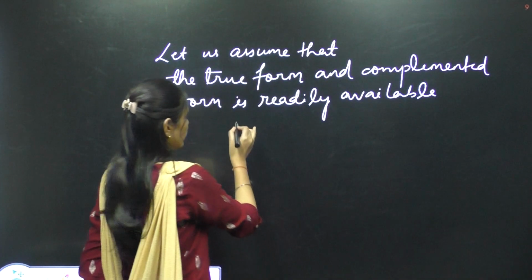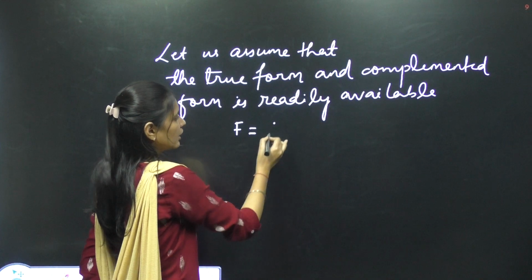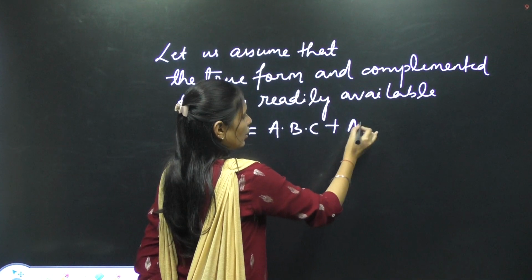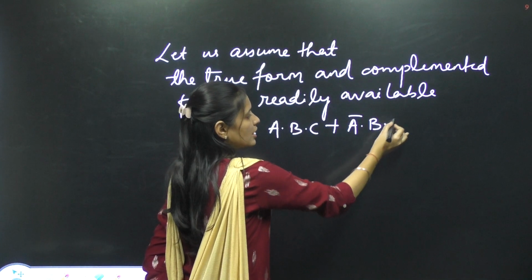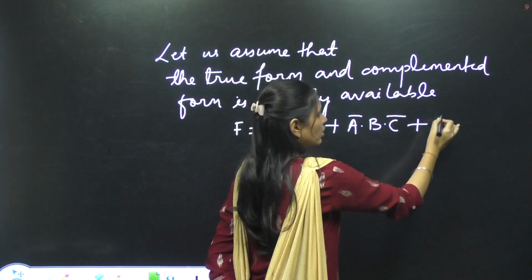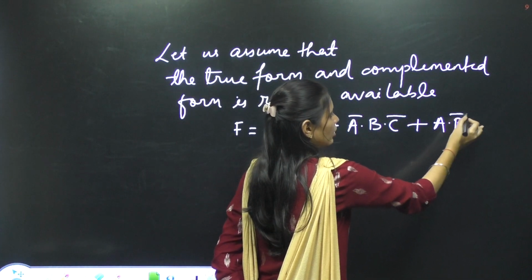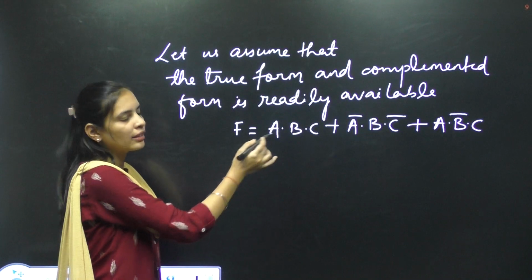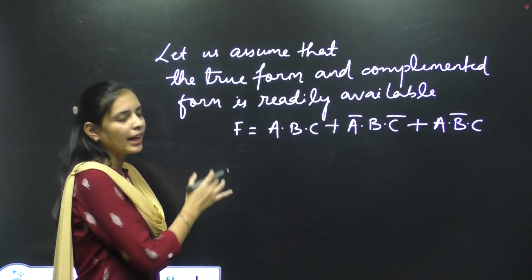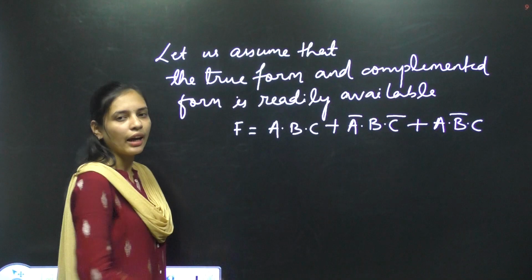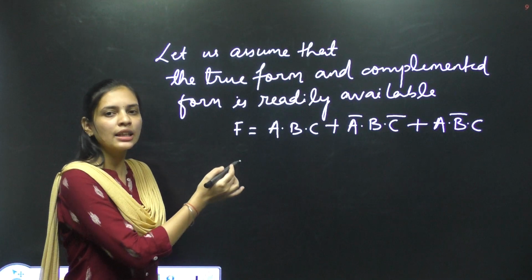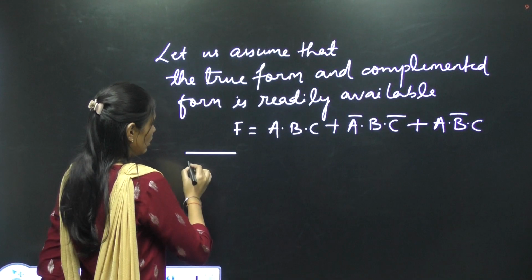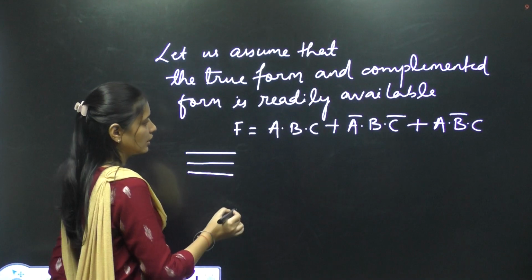Let me write down the expression for f again. It is a dot b dot c plus a bar dot b dot c bar plus a dot b bar dot c. So if I have the true form and the complemented form totally available, then I will be using 3 AND gates and 1 OR gate to represent this Boolean function. Let me draw the logic circuit to represent this Boolean function.